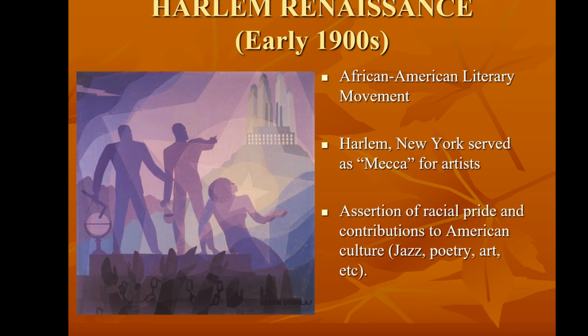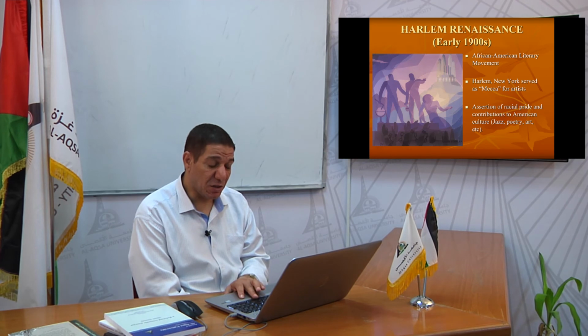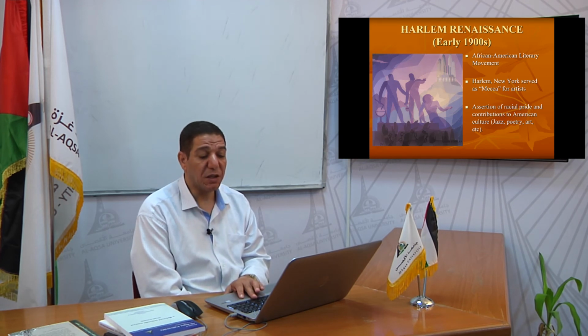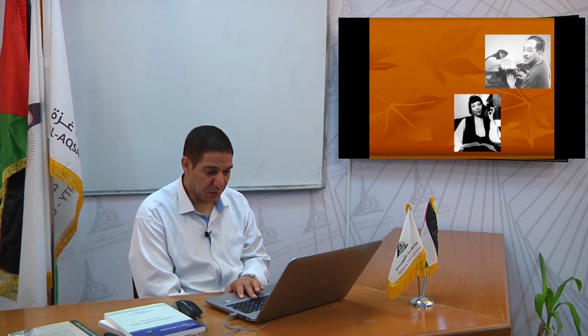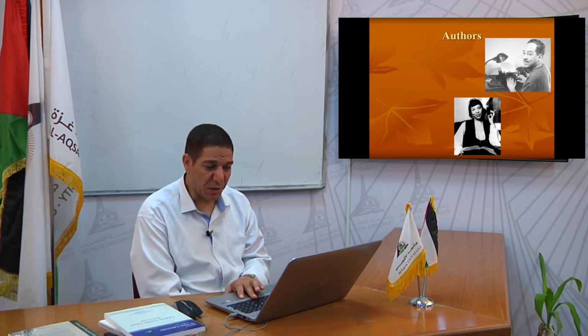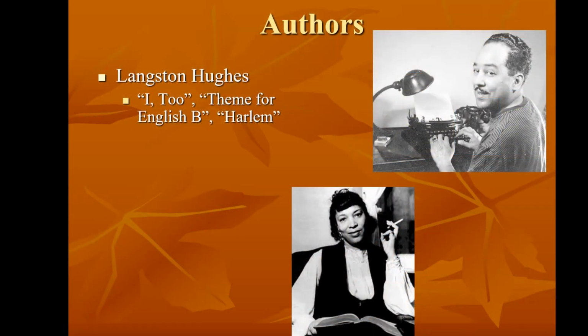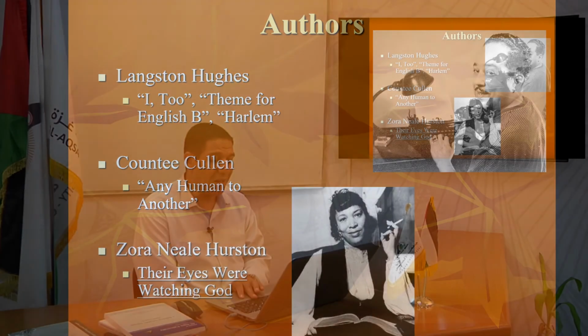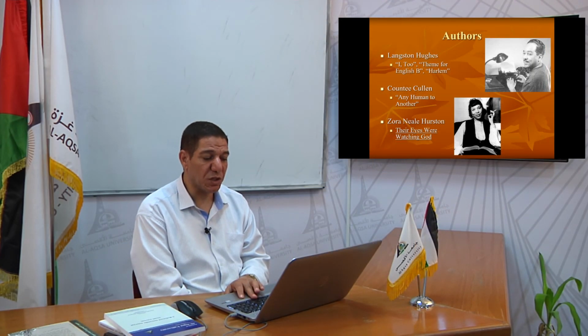And here we can see the innovative treatment of jazz, poetry, art, etc. Authors of the Harlem Renaissance: Langston Hughes, I, Too, Theme for English B, okay, Harlem. These are works by Langston Hughes. And also Countee Cullen, Any Human to Another. Zora Neale Hurston, Their Eyes Were Watching God. Okay?